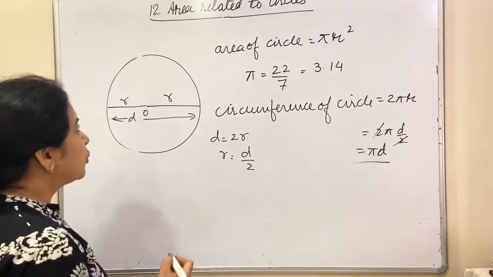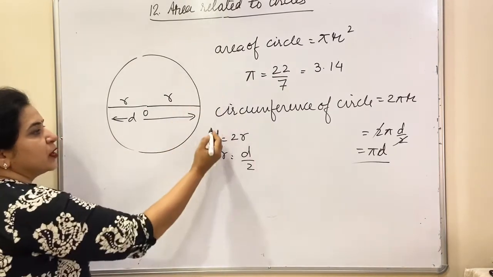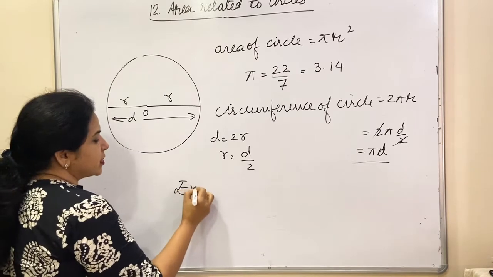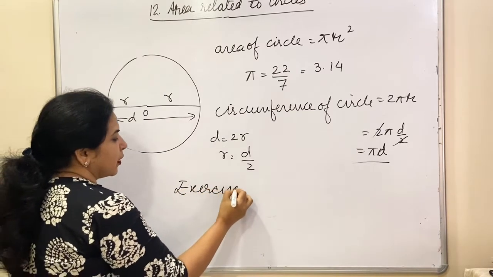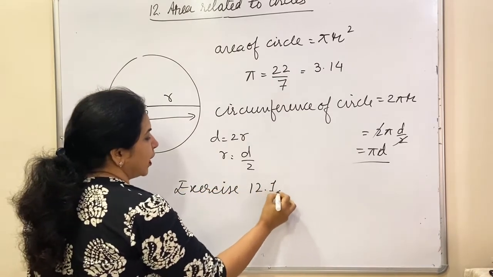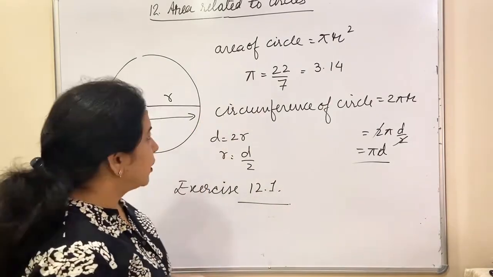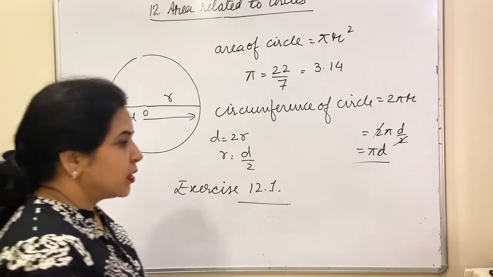Okay. So using area of circle and circumference of circle, you can do exercise 12.1. Exercise 12.1 is based on these two formulas only.